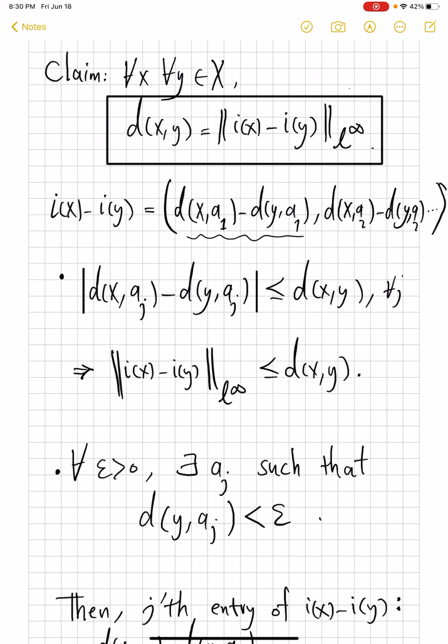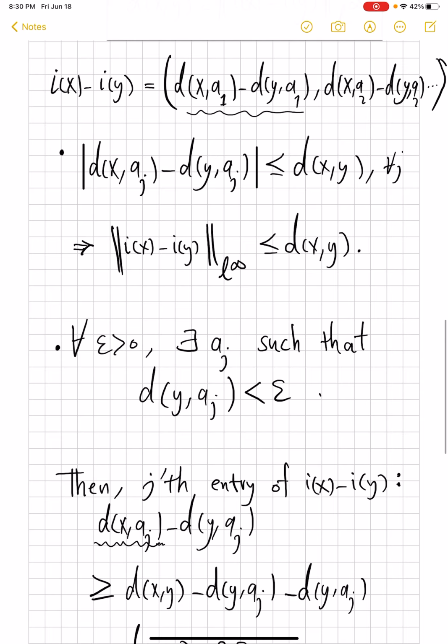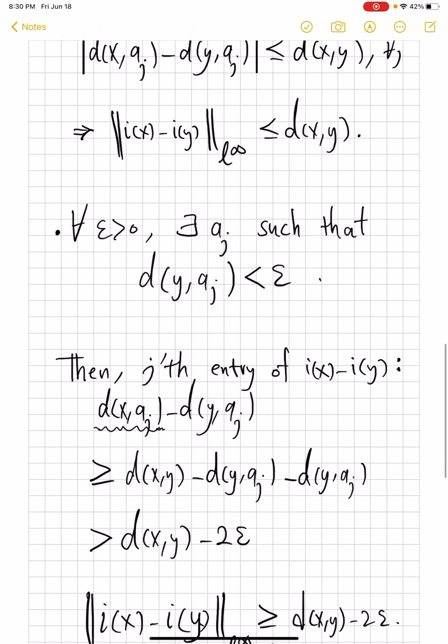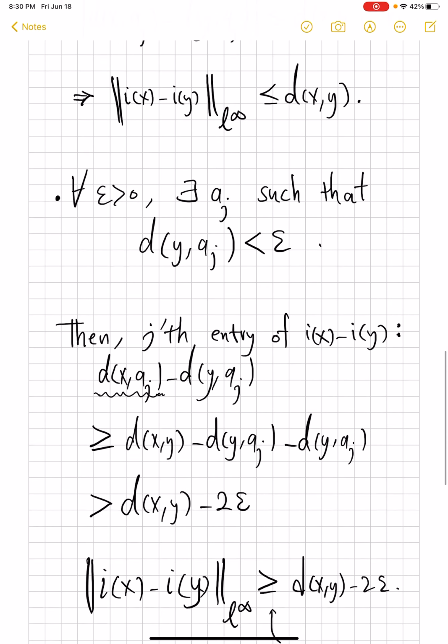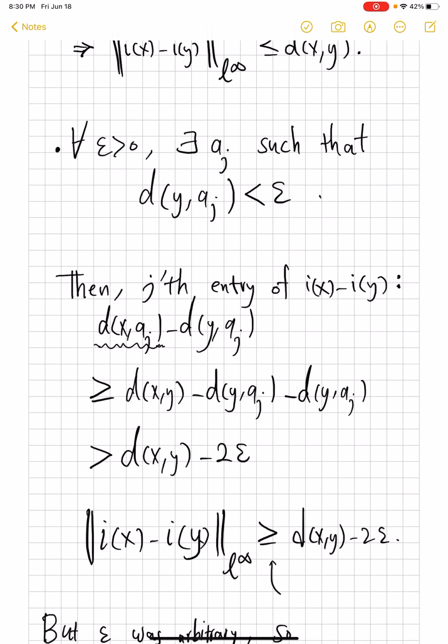We have to reverse this inequality, and for that you take some epsilon positive, and because of density, there is an aj which is even closer than epsilon to y. So there are arbitrarily close points to y, and you pick one of them, say it's aj. Then what is the jth entry of i(x) minus i(y)? That is d(x,aj) minus d(y,aj).